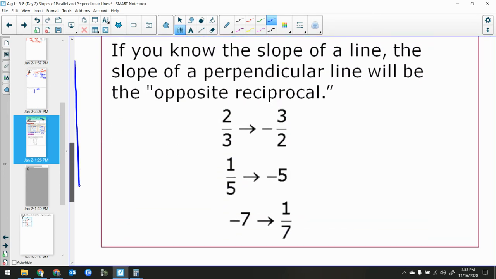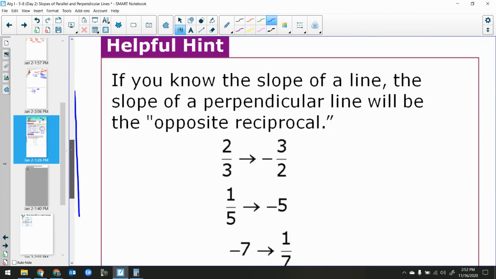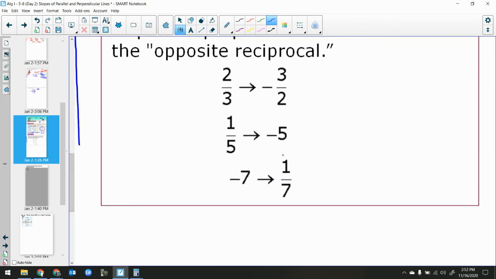Just a few more examples down here. Oh, I did this one already. Did I do 1/5 and 5 too? No, I did 4 and 1/4. But these are just some more opposite reciprocal slopes there.